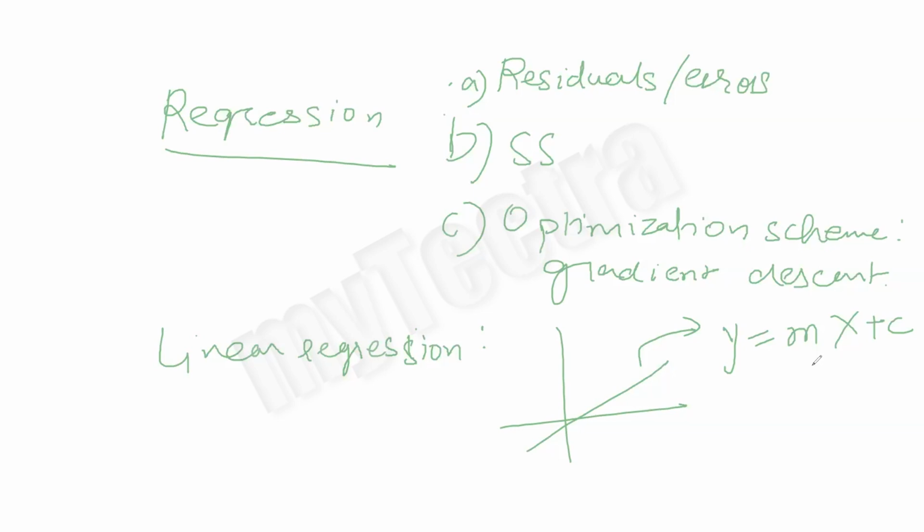What is the role of the optimization scheme here? To find the values of m and c such that the sum of (y actual minus y predicted) whole square is the most minimum. There is one more question. What is the objective function of your optimization scheme? What should be your answer? It is the minimum of the sum of (y pred minus y act) whole square.